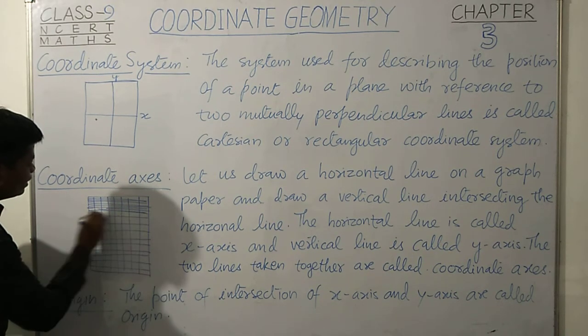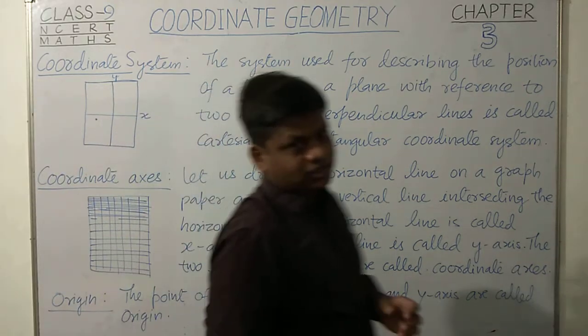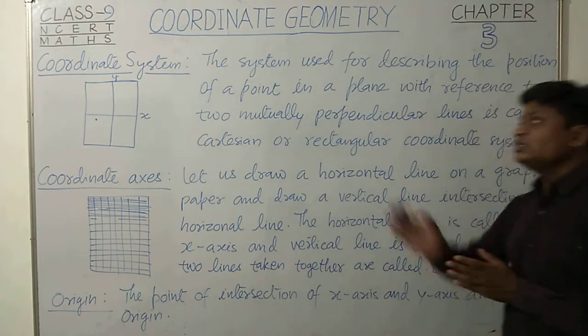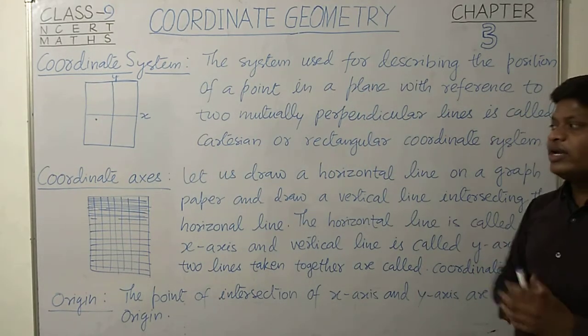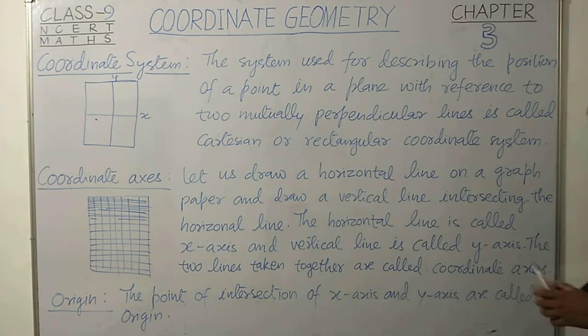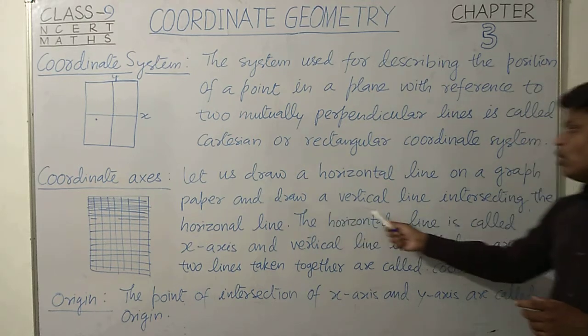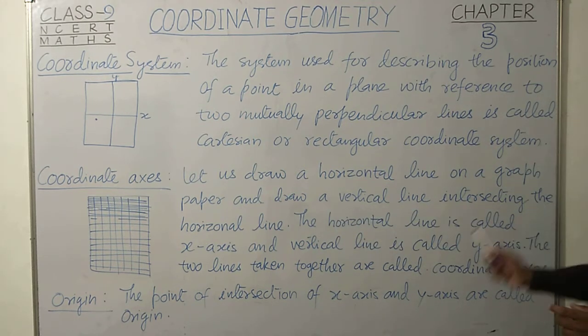So this is like the graph paper. Always when you make the coordinate axis, for the use of coordinate geometry, you have to use this graph paper. So they are talking about the graph paper. You have to draw the horizontal line on the graph paper and draw a vertical line intersecting the horizontal line.